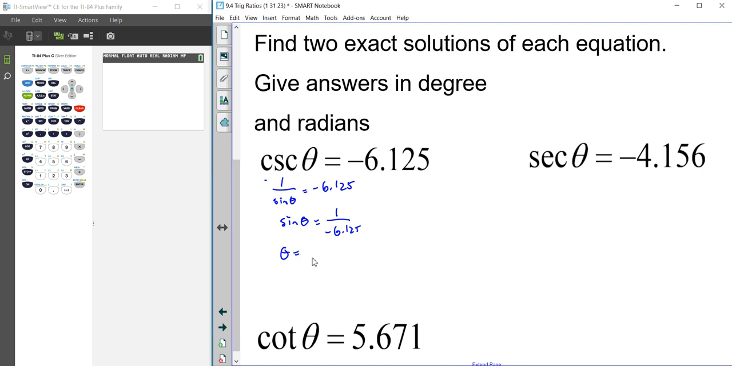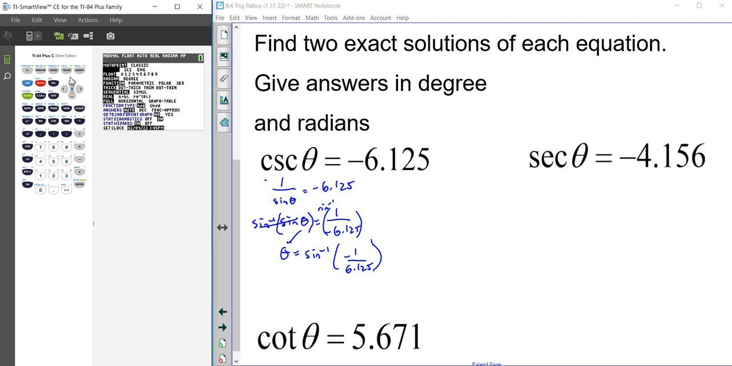And if I do that, I'm going to take the inverse sine, because if I take the inverse sine of both sides, we can use the inverse property, and these will cancel out and give me theta. And then I take the inverse sine of this side, which is negative 1 over 6.125. Let's do this one in degrees. So make sure your mode right here is in degrees. I'm going to go down here and make sure my mode is in degrees. Then we're going to take second sine, inverse sine of negative 1 divided by 6.125.